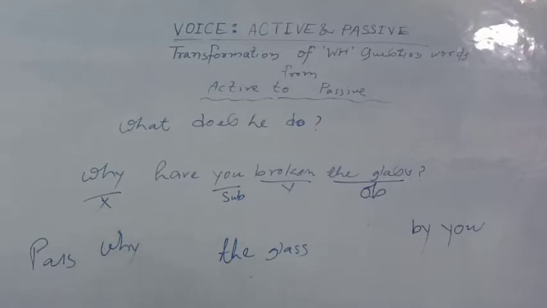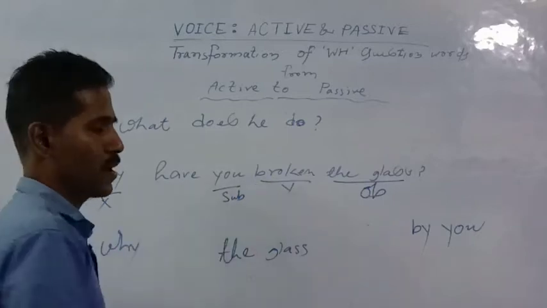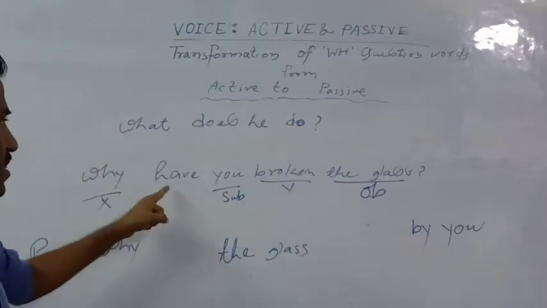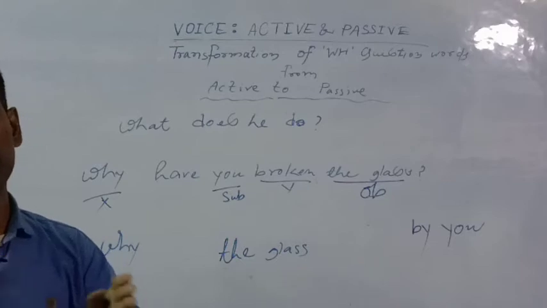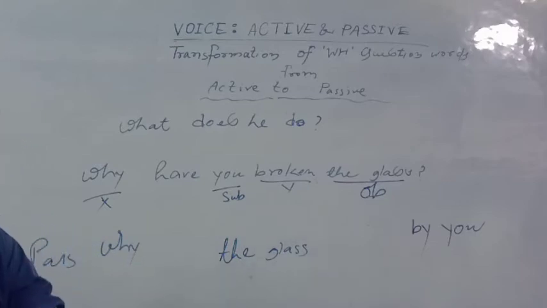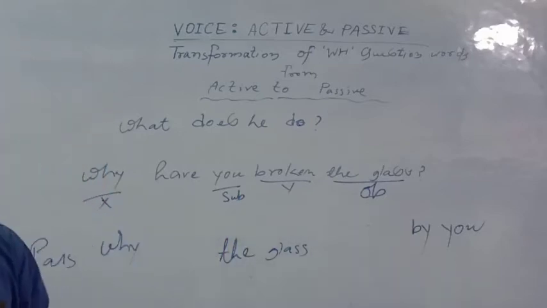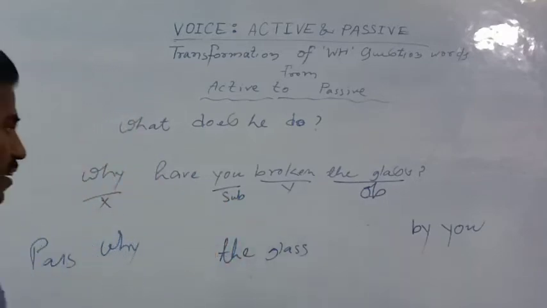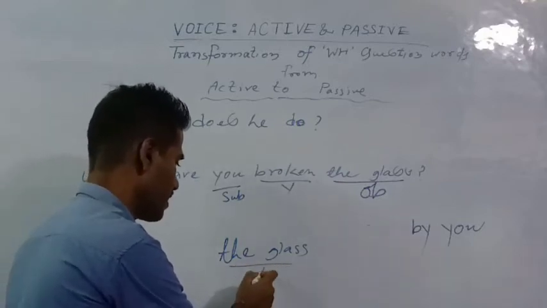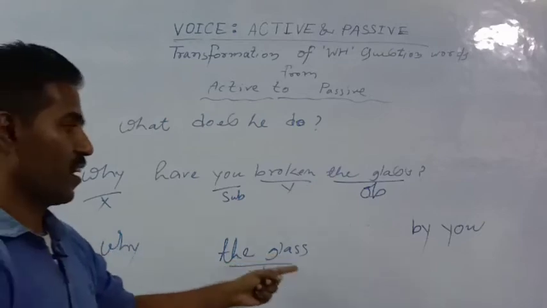Why the glass by you? Now the next step: we have to observe the tense of the verb. Now see, have broken, that means present perfect tense, since have is there. And we know if there is have or has in active voice, in passive voice you have to write either have been or has been. Whether have been or has been will rely on the new subject. Here the new subject is the glass, and the glass is third person singular number, so it will agree with has, not with have. So the glass has.